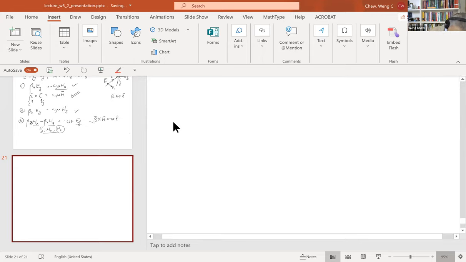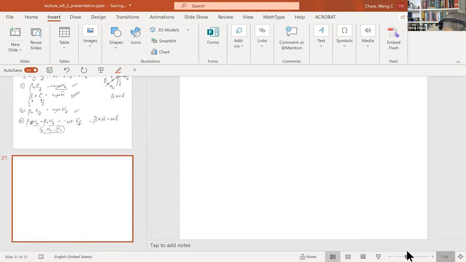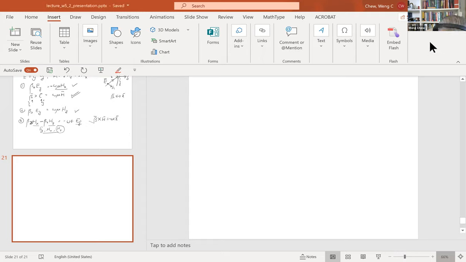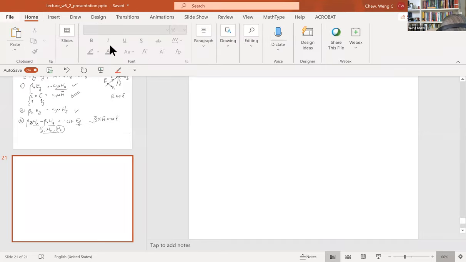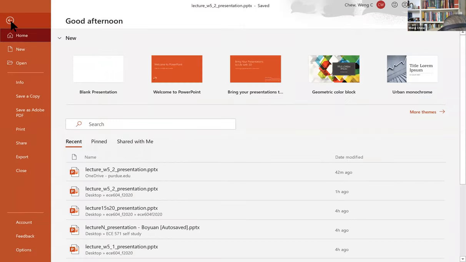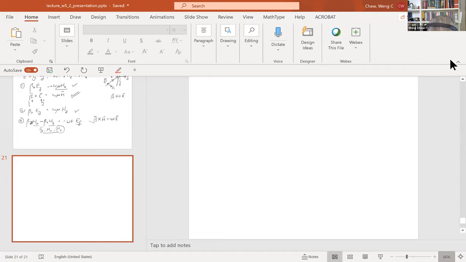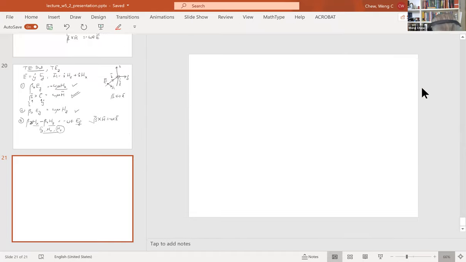Let me see if I can make it smaller. Make it smaller even. Why do I have all these big things blowing up at the top there? I don't know why they become so big. Or maybe this one will make it smaller. Okay, it becomes smaller and then I can make my screen bigger.